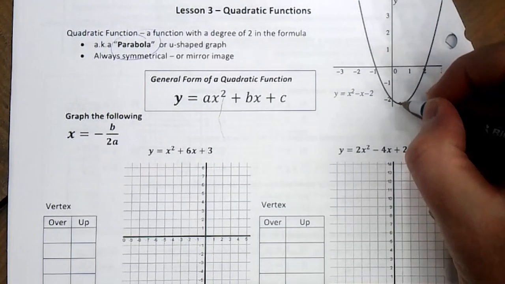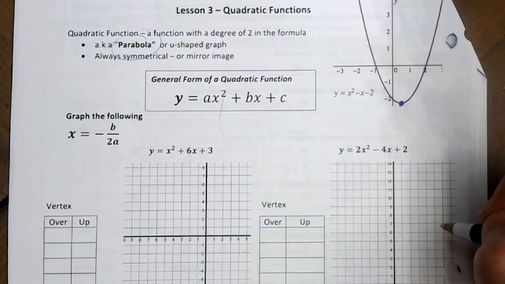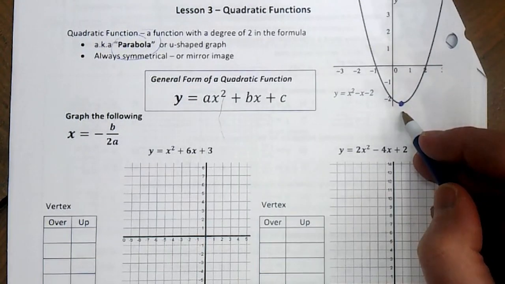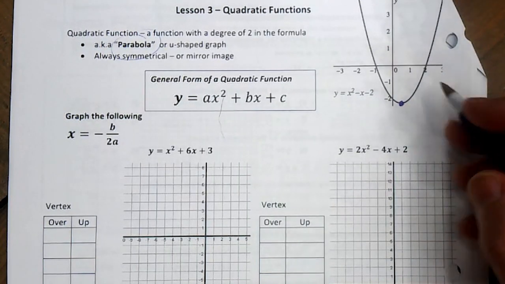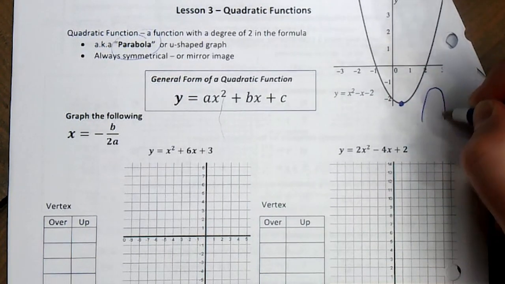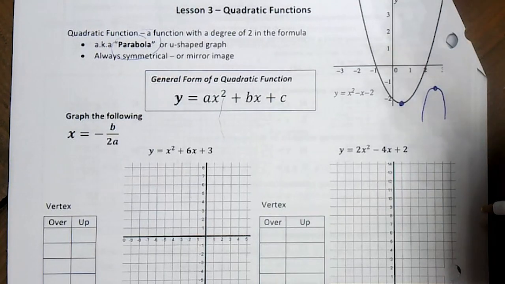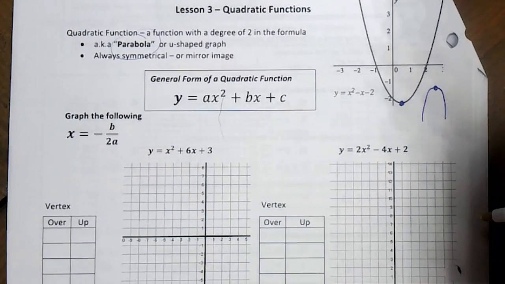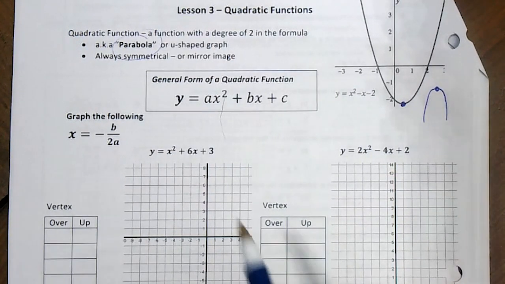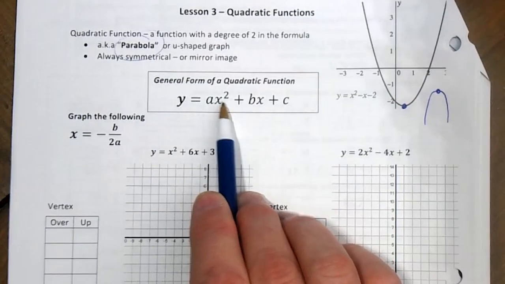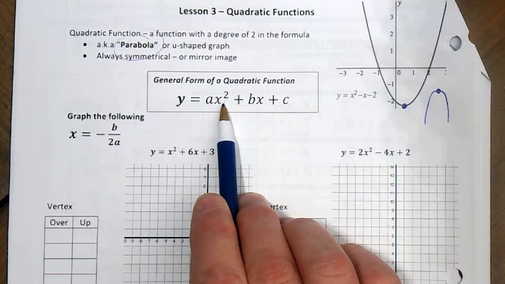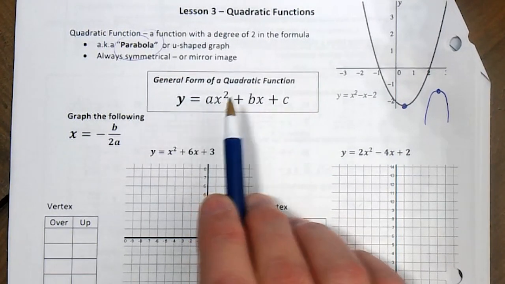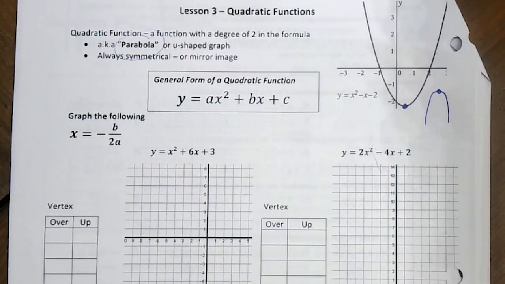The key thing is we always want to start with a vertex and work from there. And that's the lowest point, or in some cases, it's the highest point on the quadratic. Now, what is a quadratic? If you look at a function, you can always see that it's a quadratic because the highest exponent is a 2. The 2 means it's curved and it produces a parabola.